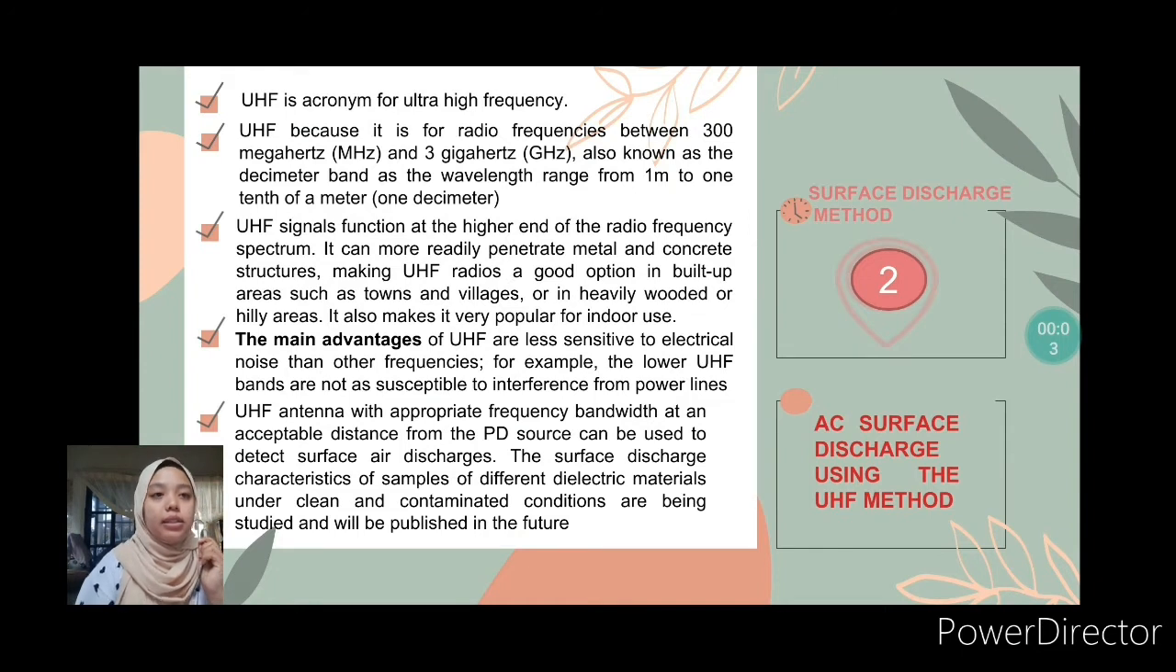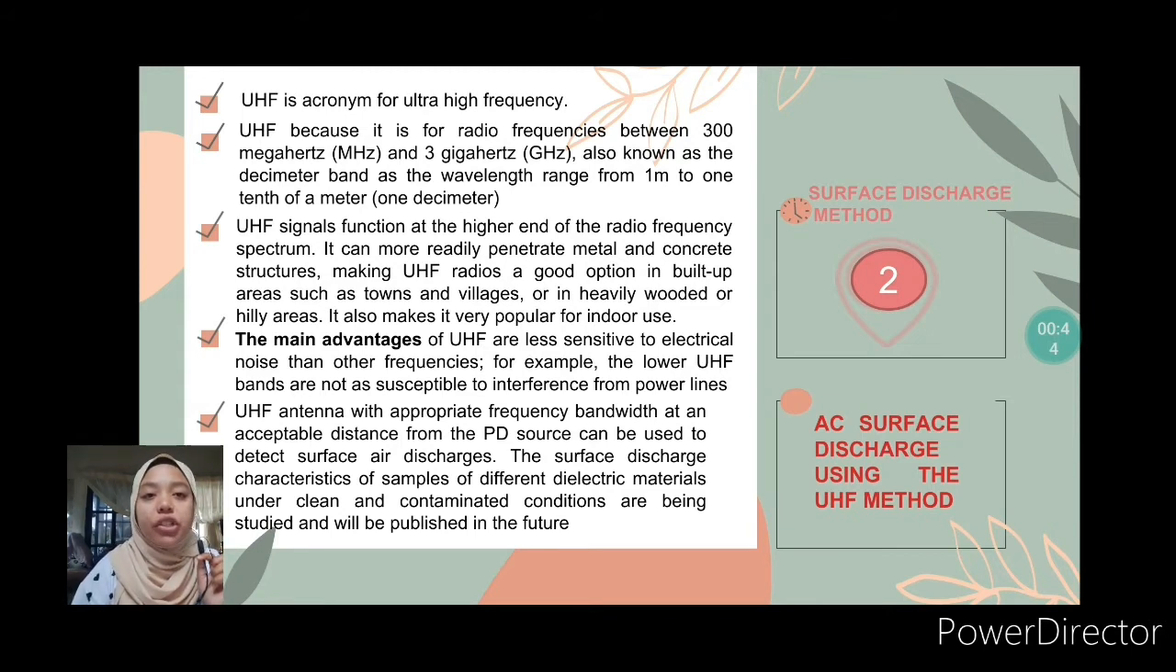For the second surface discharge method, which is AC surface discharge using the UHF method. UHF is the acronym for ultra high frequency. UHF is for radio frequency between 300 MHz and 3 GHz, also known as the decimeter band, as the wavelength ranges from 1 meter to 1/10 of a meter, which is 1 decimeter.